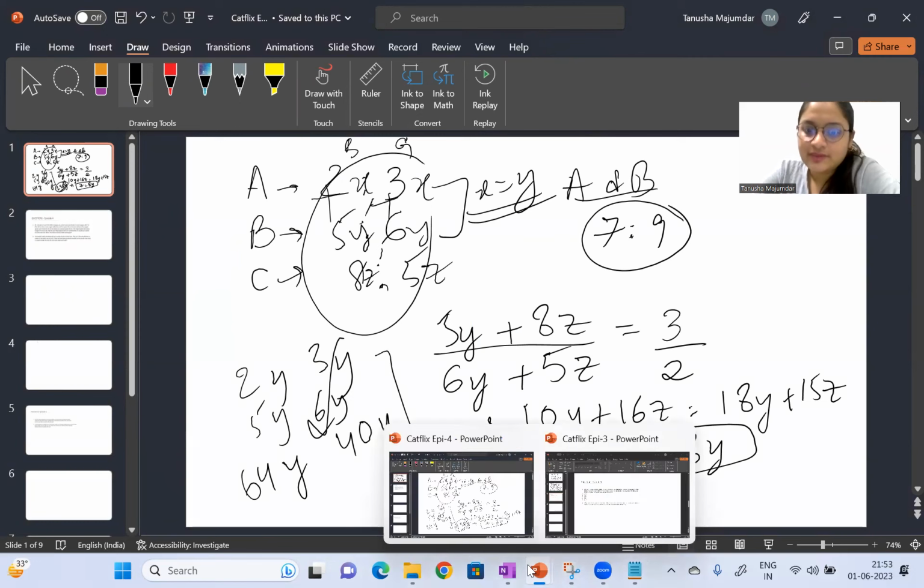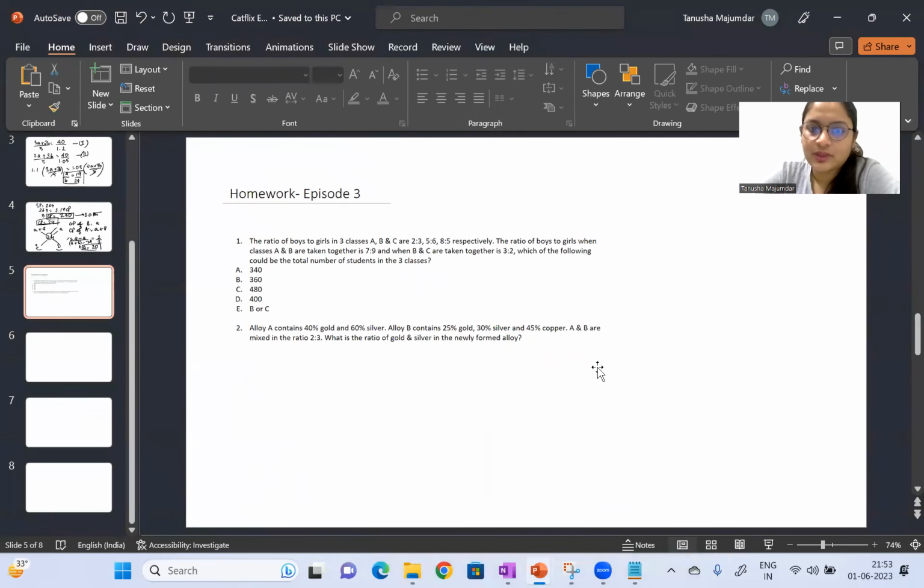Now, just like you have things in 120y, what can you talk about it? What would be the value of y? The total has to be a multiple of 120. So which of these options are multiples of 120? Is it 340? No. Is it 360? It can be if y is equal to 3. Is it 480? Again, can be if y is equal to 4. So since both options are here, you can directly mark E. That is B or C.